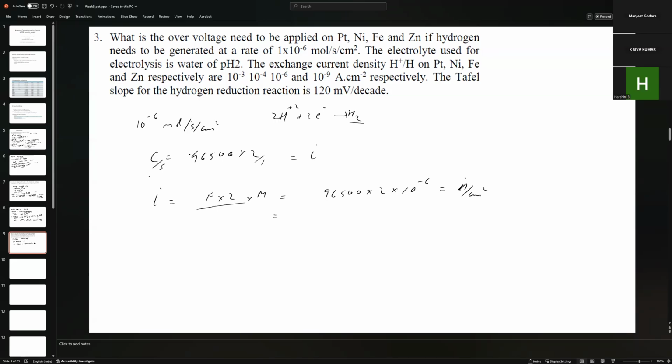Okay. This becomes 9.65 into 2 into 10 to the power minus 2, which is 0.0193, 0.193 amps per centimeter square. So this is your I cathodic.